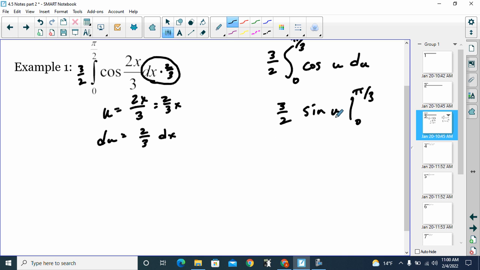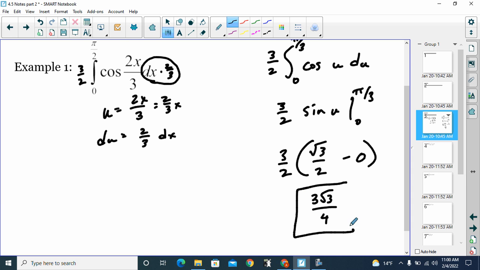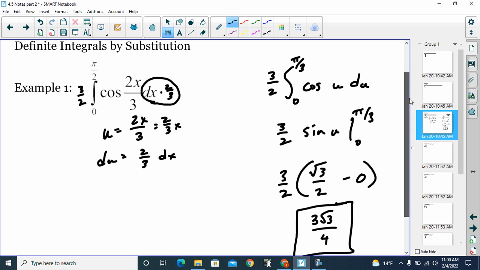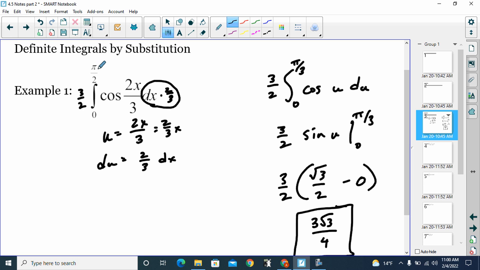Plug in pi over 3. Sine of pi over 3 is root 3 over 2. Plug in 0. Sine of 0 is 0. Subtract them. And multiply by 3/2. Answer is 3 root 3 over 4. So we're going to change the u the same way we did before. We need to change our bounds. We do that by plugging the values in for x and getting u values. And then we treat this as though it's the original problem and just integrate.